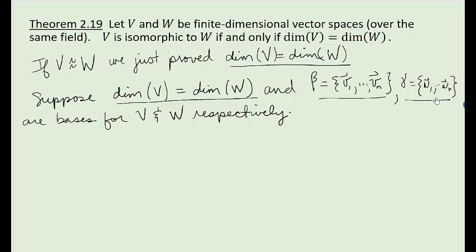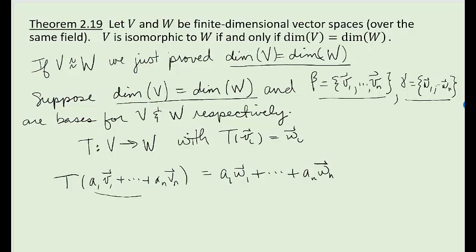It's very easy. Let T take V to W with T of v sub i equals w sub i. Any vector in V can be written as a linear combination of the v sub i's, and the transformation just takes v sub i to w sub i, so it gives you the linear combination with the same coefficients of the basis vectors.